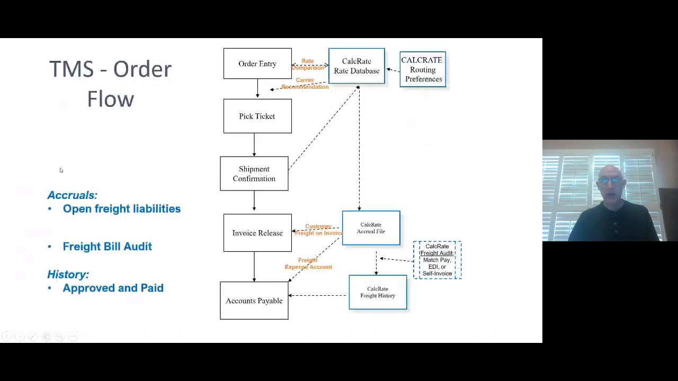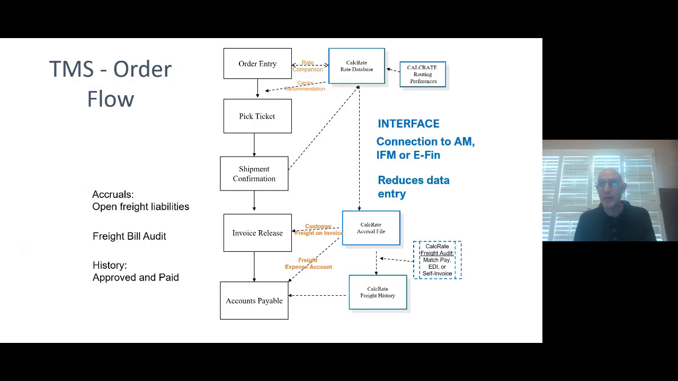As I mentioned, to close the loop, if you receive a freight bill, we have a match pay tool, whether you receive that bill hard copy or electronically, which will audit the bill, approve the bill, and relieve that bill from the accrual file and move it to the AP system, which will reduce a lot of AP entry. And we have interfaces to AM, IFM, and eFinancials. So it's a streamlined process.